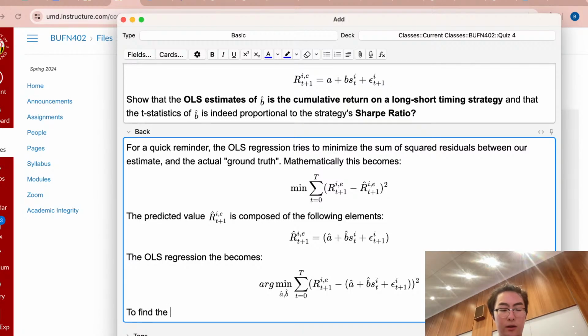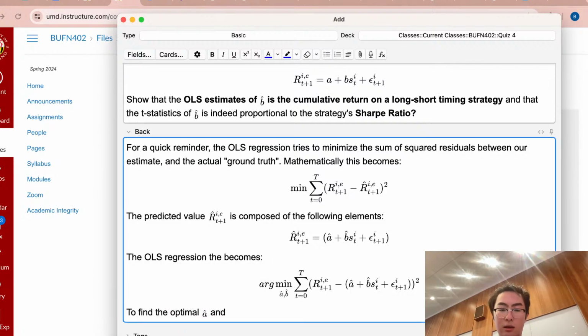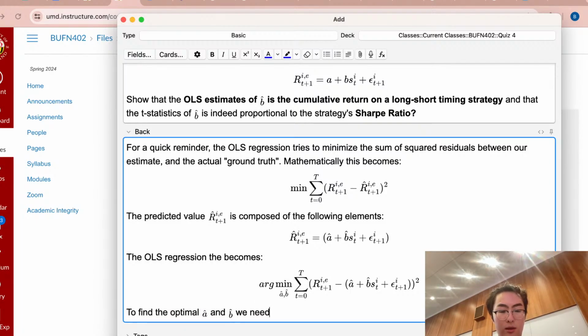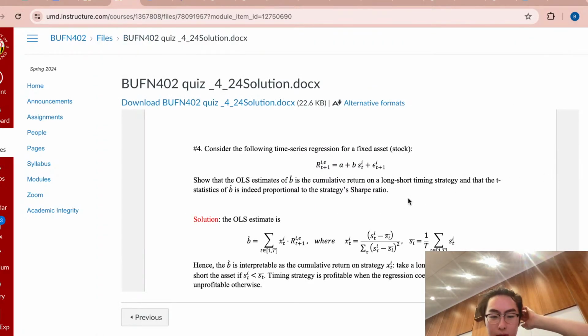Okay, so to find the optimal A and B, we can find the derivative and find the critical points. Man, what does this say?